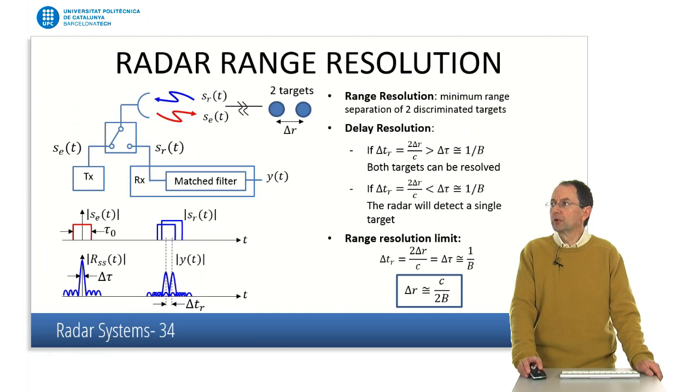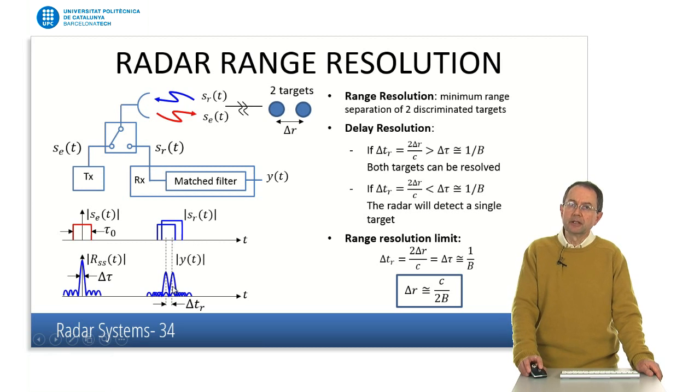We have two close by targets here in front of the radar. The separation is small, this delta R parameter. Now we want to separate these two targets. Let's observe the echo signals at the output of the match filter. We see here this autocorrelation shape is duplicated because we have two targets. These two targets will be separated if the time separation, this delta TR, is higher than the duration of the autocorrelation, this delta tau parameter.